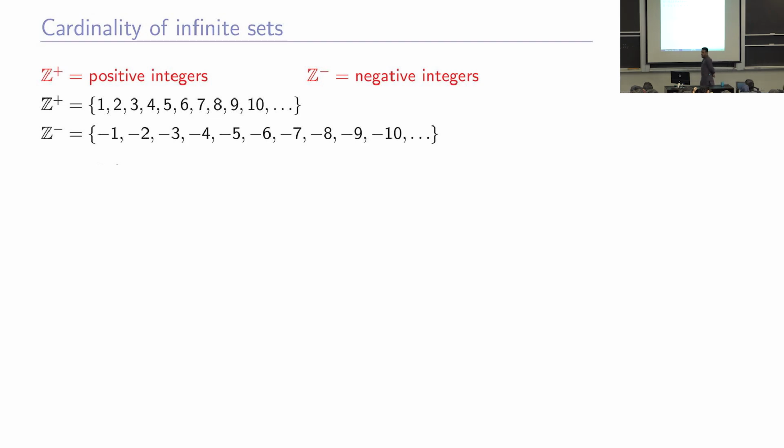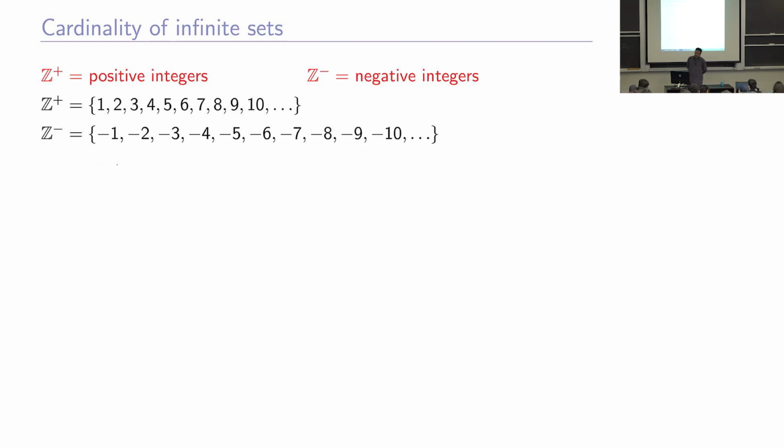So let's see this: Z plus, the positive integers, and Z minus, the negative integers. We thought they were equal, right? Why did we think they were equal? Because they looked equal. There is a negative number for every positive, and for every positive there is a negative. That's the correspondence we established, and that's why we thought it was equal.